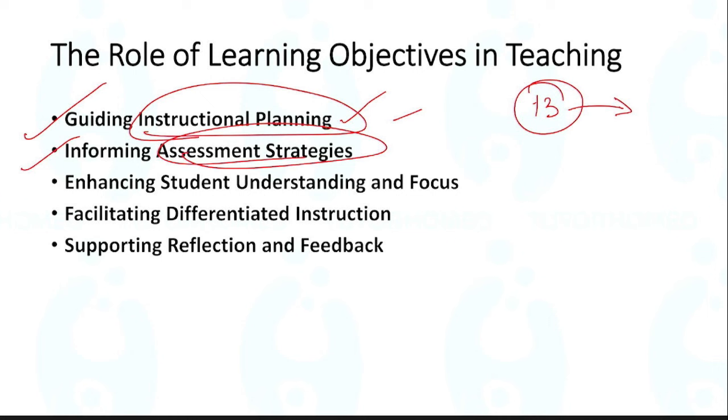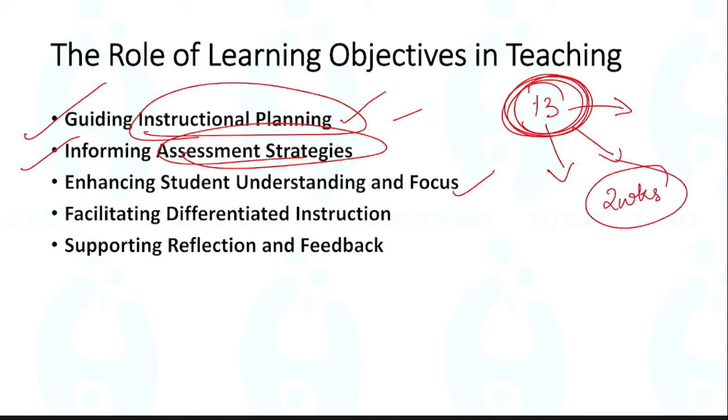Next is enhancing the student's understanding and focus. If we have a clear learning objective, we will know what to teach the student, and students will know what is expected of them, right? The students will know that the multiplication table of 13 is to be taught to them, and by the end of 2 weeks, they will have to learn the particular table of 13, right? So they know what is expected of them.